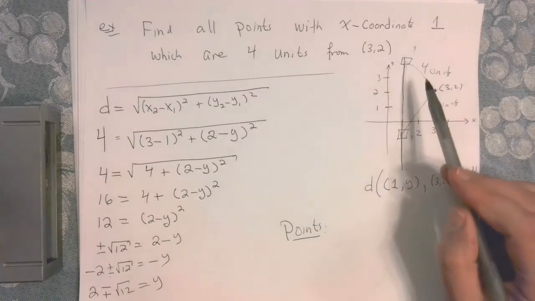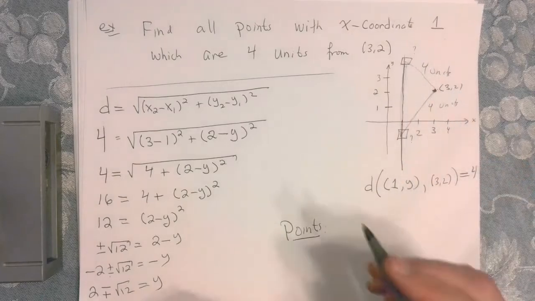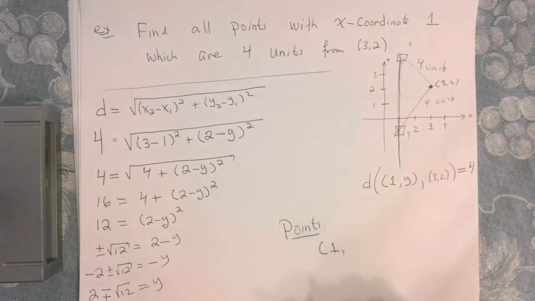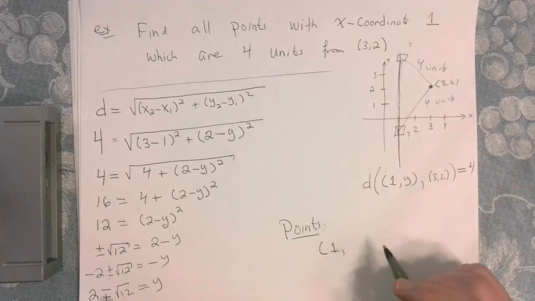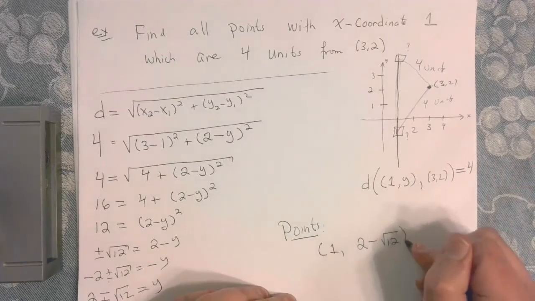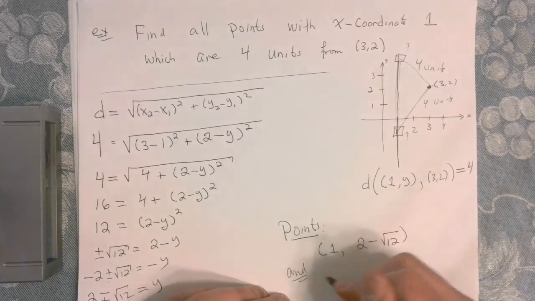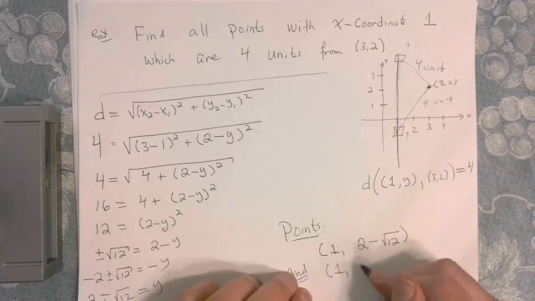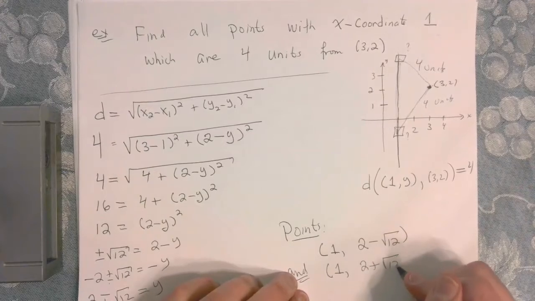Okay, so we know that the x value is fixed at +1. And so one of our y values, given by this, is 2 minus the square root of 12. But we have a second point. Again, the x value is fixed, it's 1. And the other y value is 2 plus the square root of 12.